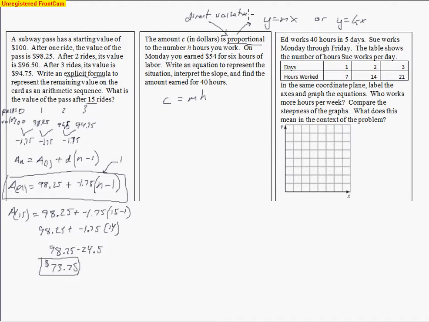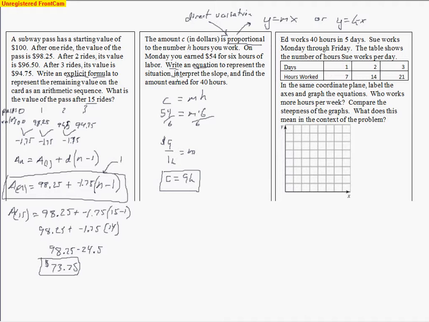And so from here, what they want is for you to write the equation first. And so we're going to find out what the M value is. Well, it tells us the amount of earnings was $54, and our number of hours was 6 hours. So you just divide by 6, and that tells us our hourly rate. And so that was $9 for every hour. And so that equals M. And so we can write the equation as C equals 9H. And so that is the formula.